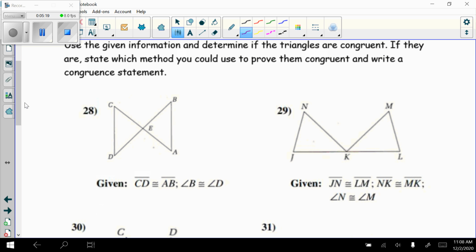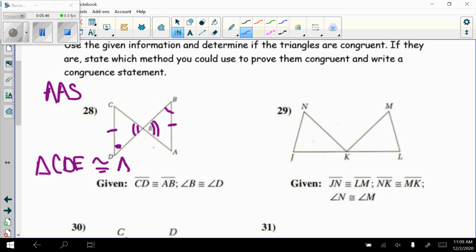So given side CD is congruent to AB, so they both get one tick mark. Angle B is congruent to angle D, so angle B and angle D. I only have two pieces of information, but look, I've got vertical angles, so I know that. So what do I have? I have an AAS. So AAS, that's one of our properties. So yes, by AAS. So then I could say triangle CDE is congruent to triangle ABE.